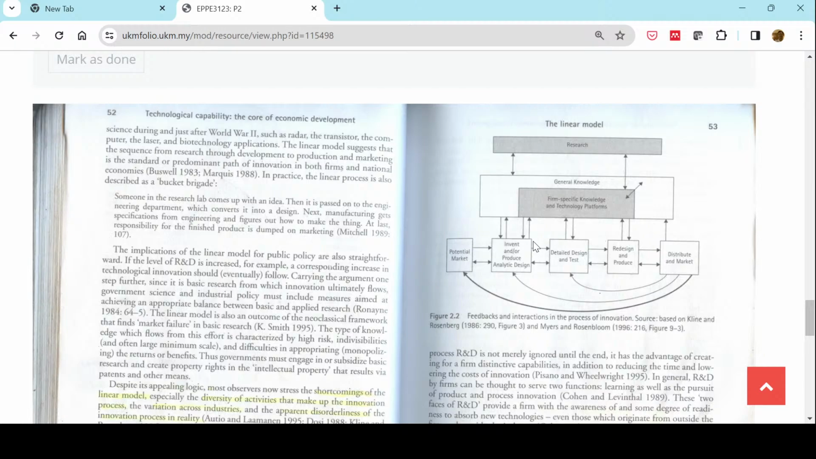And you see here, there's research. On the top here is the basic research, whereas inside this box at the bottom here is the applied research. So we're going to study the difference between basic and applied research. They are not the same. And who performs basic, who performs applied research.